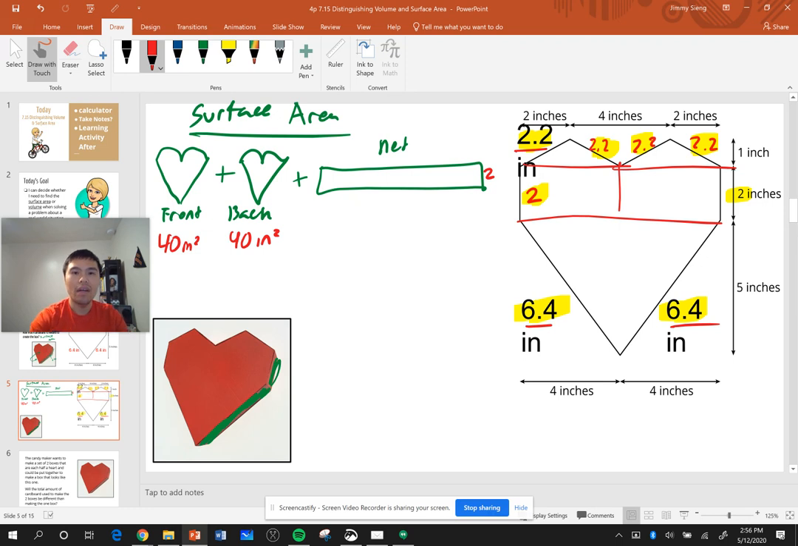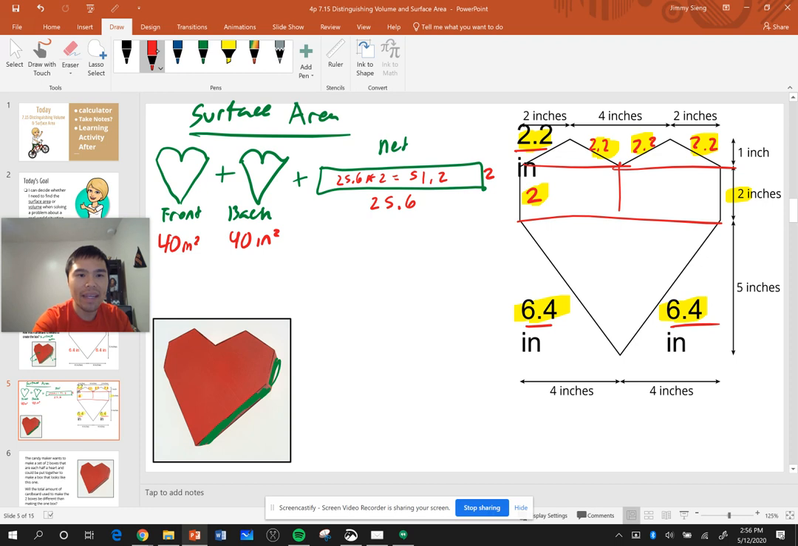All right. So I add those all up. I get a total of 25.6. Now remember, I need the surface area of that net. I need to times those two dimensions together. So 25.6 times 2, that gives me 51.2.